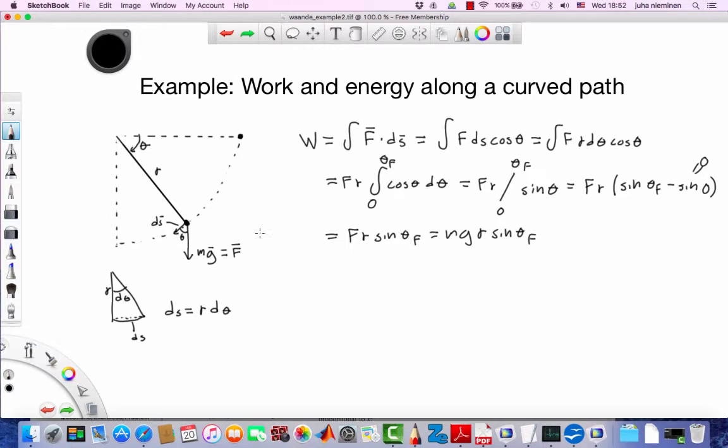We want to find the work when the pendulum or swing has swung all the way down, in which case theta f is 90 degrees. So let's do that. In that case we get mg times r times sine of 90 degrees, and that is 1, so we get mgr. At the very bottom here, the r is just the initial height of the object.